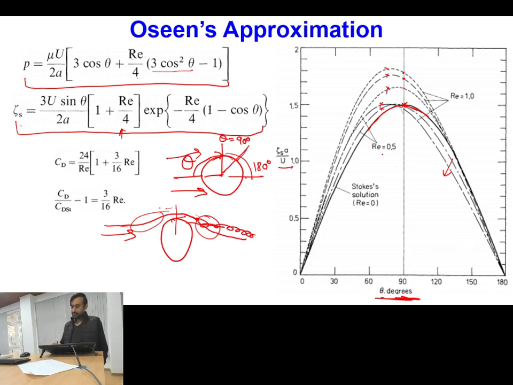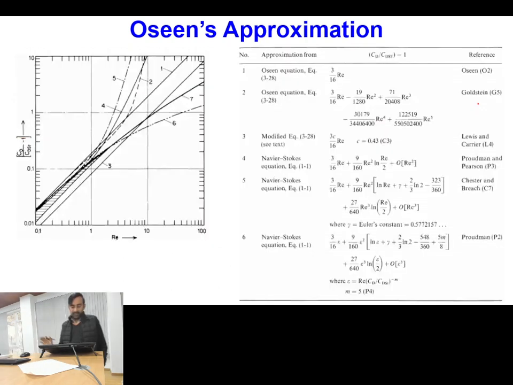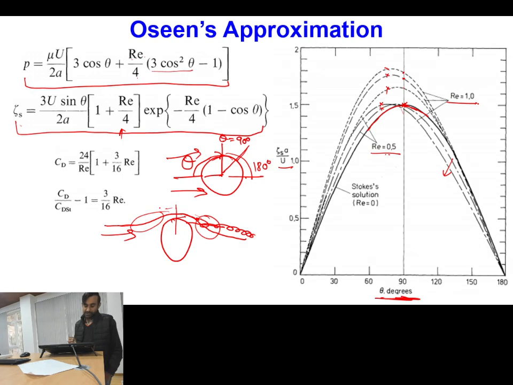And this is shown here for two values of Reynolds number. One is for Reynolds number equal to 0.5, and then Reynolds number equal to 1. Of course, for smaller Reynolds numbers the deviation from the Stokes solution is small, and when your Reynolds number is large, then the deviation from the Stokes solution is large. Then, depending upon the Oseen approximation, of course there will be a difference in the magnitude of the drag force also.